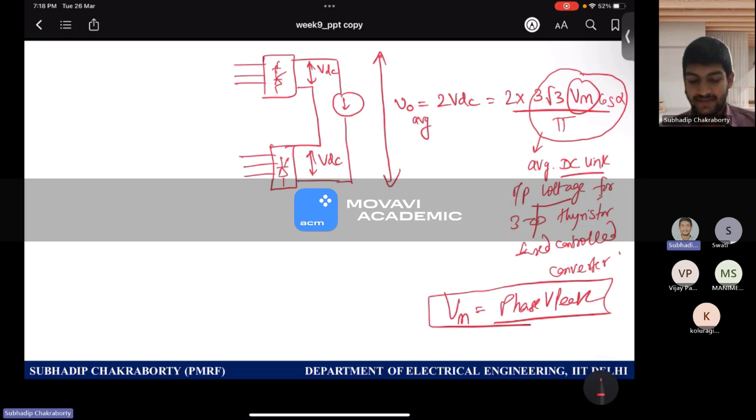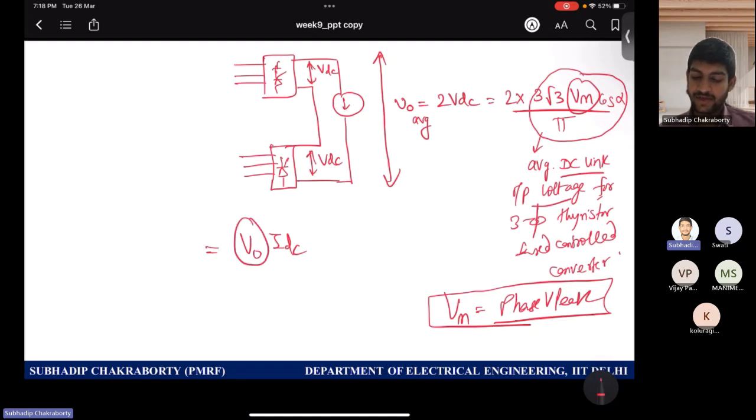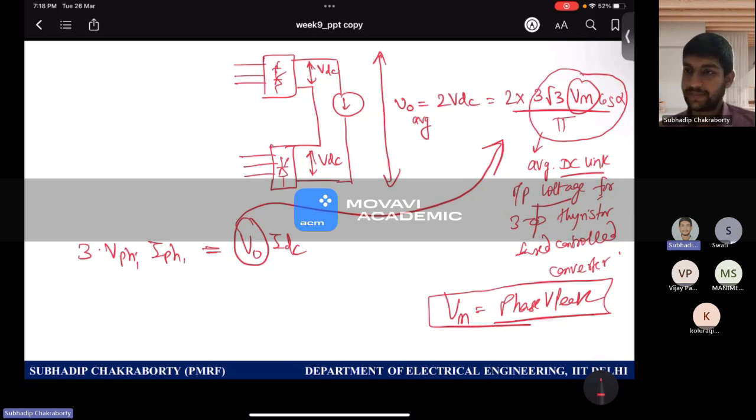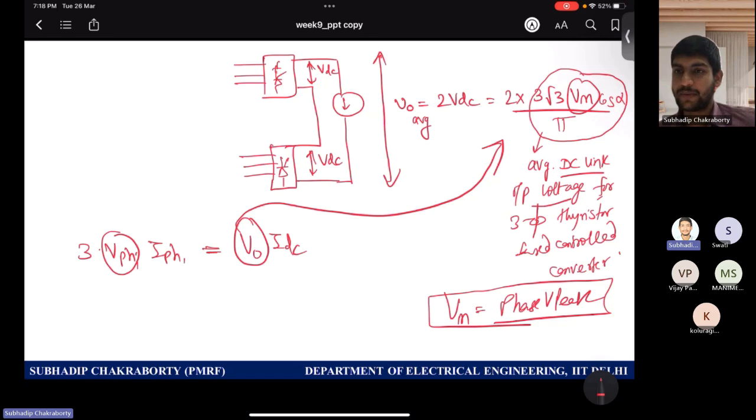So now I do power balance. What is power balance? Input side active power equals output side power. Output side power is DC, so it is V naught into IDC. V naught I already gave you the expression. And input side is 3 times V phase into I phase. Obviously for the fundamentals, because power transfer, I am repeating, happens only for the fundamental. Because voltage does not have any harmonics, the current fundamental in line with the voltage will be responsible for active power transfer.